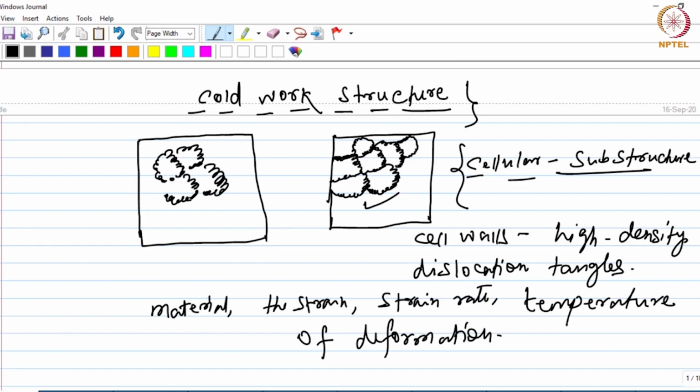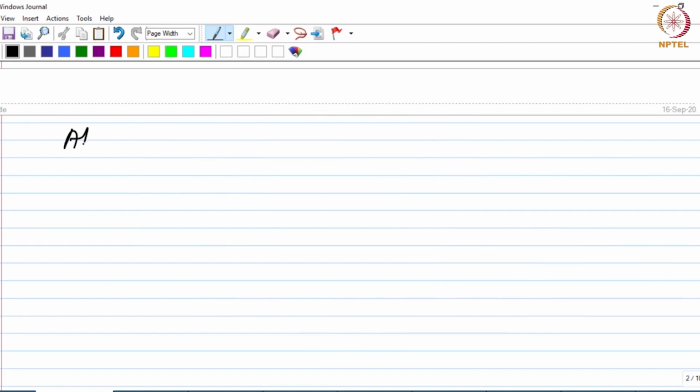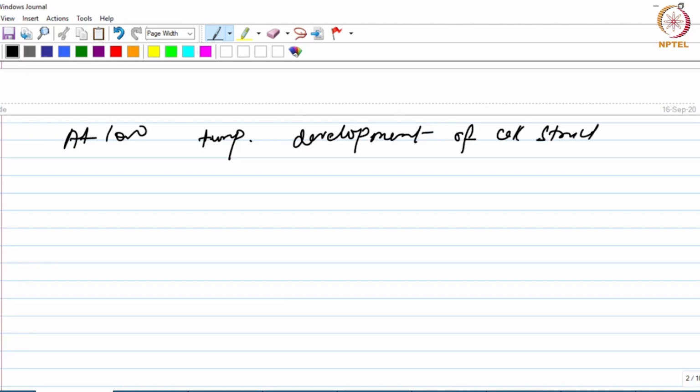For example, at low temperature, the cell structure is less pronounced. Development of cell structure is not dominant. And it is also true for low stacking fault energy materials.